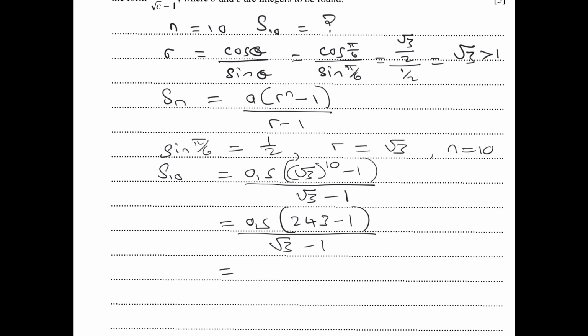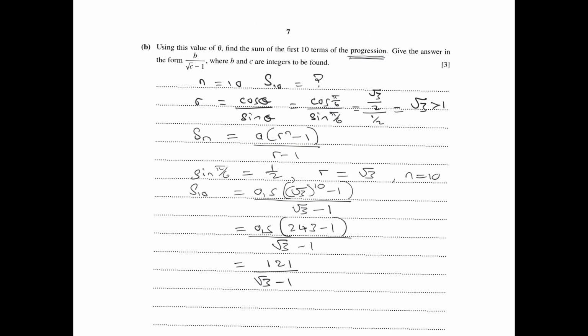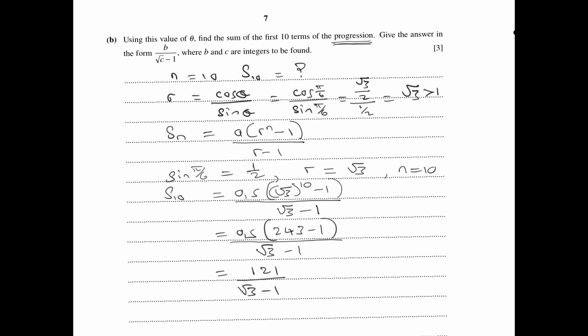Now 243 minus 1 gives me 242 times half, 0.5. That would be 121 over square root of 3 minus 1. Now if we look at the answer that we are having here, it is actually in the form of b over square root of c minus 1. So in this case, our b is 121, our c is 3. So that is our answer.